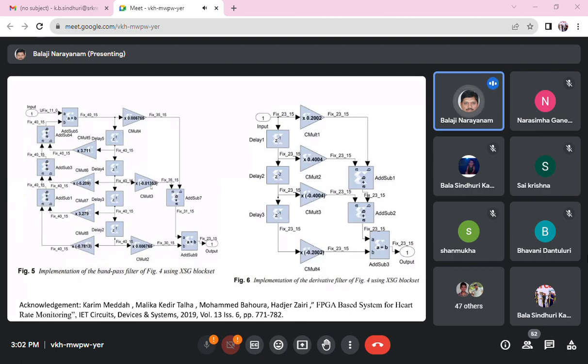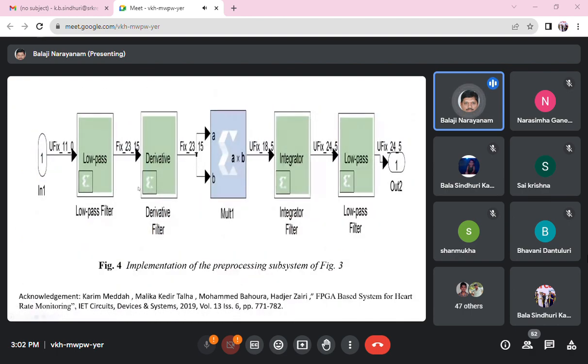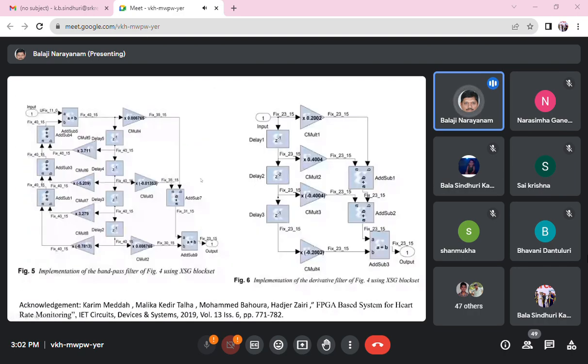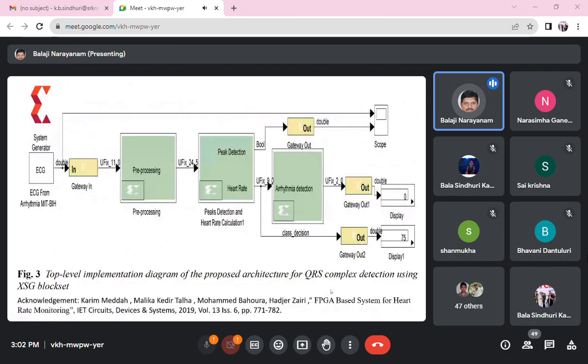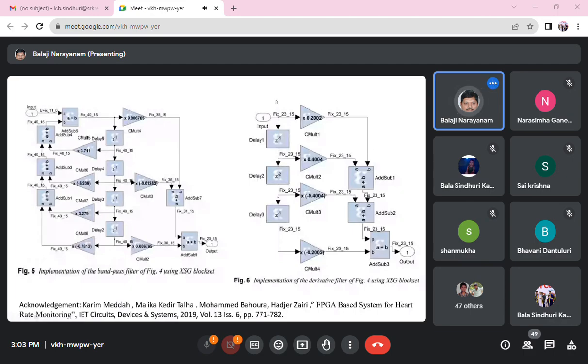This is the implementation of the band pass filter in System Generator. XSG means Xilinx System Generator block set. Similarly, the second stage: you observe that this is your top level block. Inside that, you have these System Generator blocks, like I said, the derivative block. Inside this derivative block, you have this Xilinx System Generator model, which I am showing here.